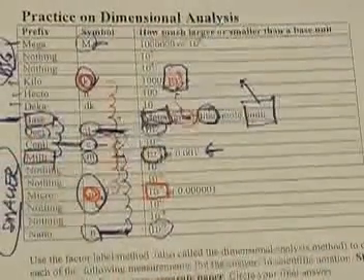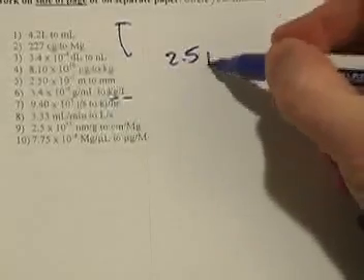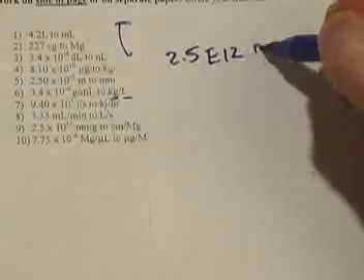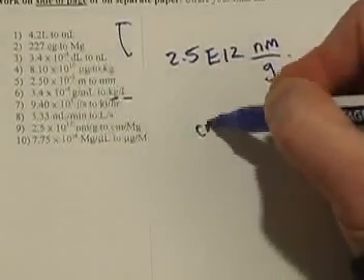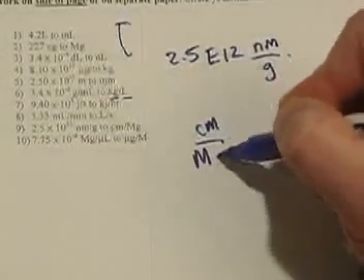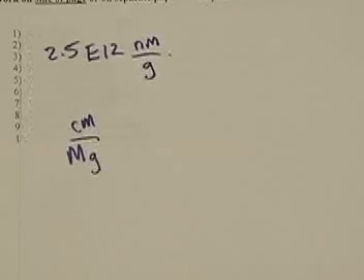Okay, number 9. Number 9 says 2.5 times 10 to the 12th nanometers per gram, and then it wants us to go to centimeters per megagram. I don't know if I said that right.